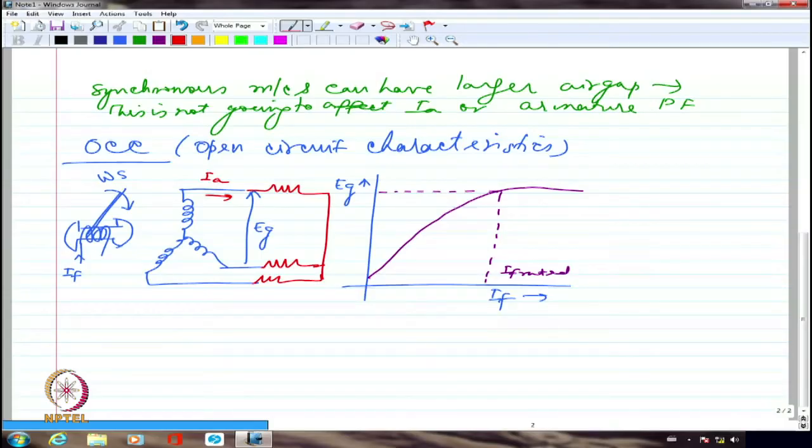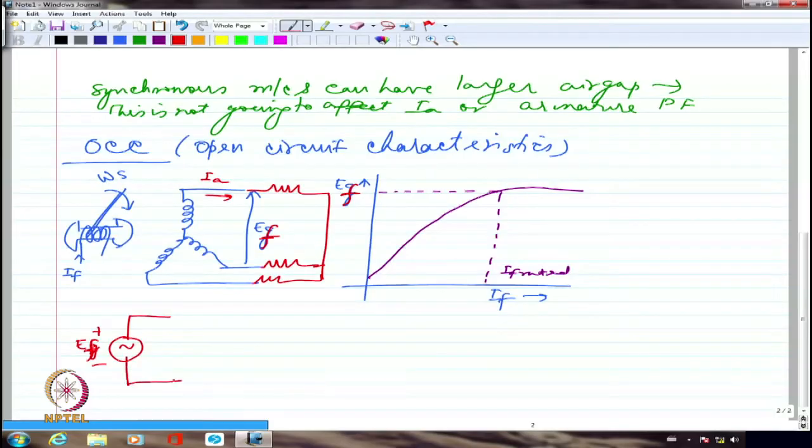So if I look at my armature equivalent circuit alone, I will have an excitation EMF, EG or EF. Generally, many of the books mention this as EF, so let me also mention this as EF. This is the induced EMF in the stator due to field only, not due to armature. Only due to field. So I have an induced EMF which I am showing as a voltage source EF.